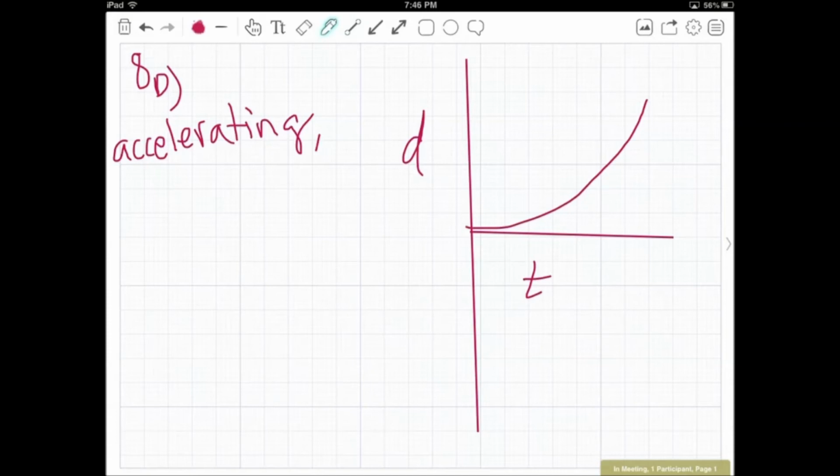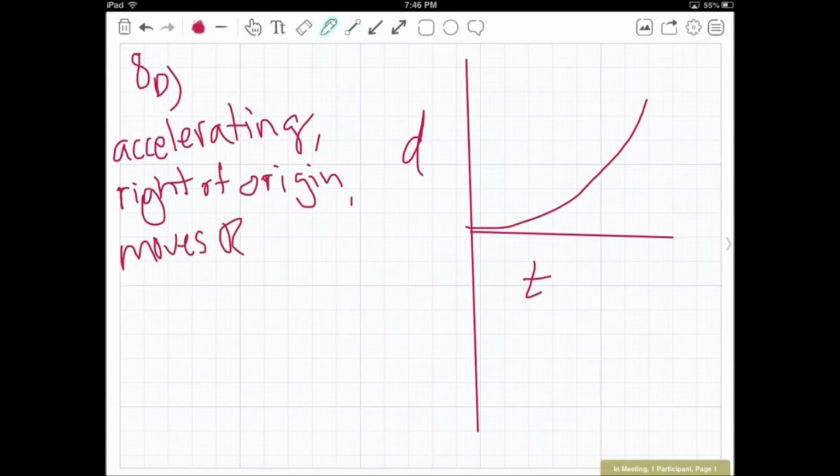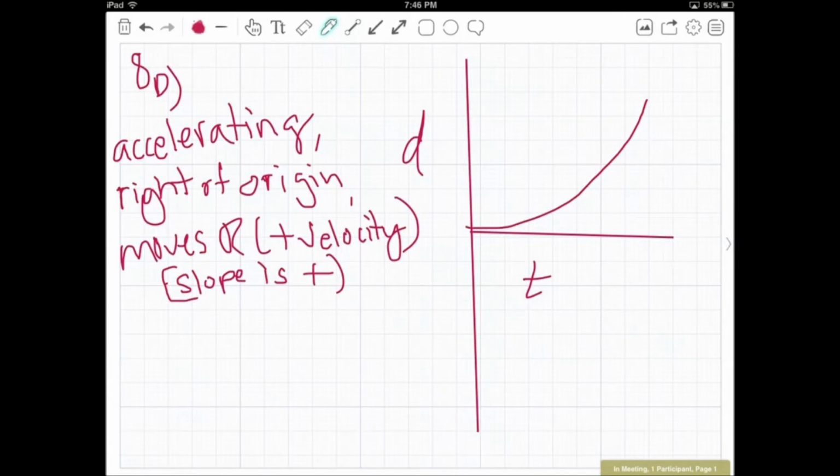Let's first talk about where this object starts. It starts to the right of the origin, just barely. But it is right of the origin. It's not hitting the origin. It also moves to the right. In other words, it has a positive velocity because all of its slopes are positive. Remember, slope on position time graphs is velocity.